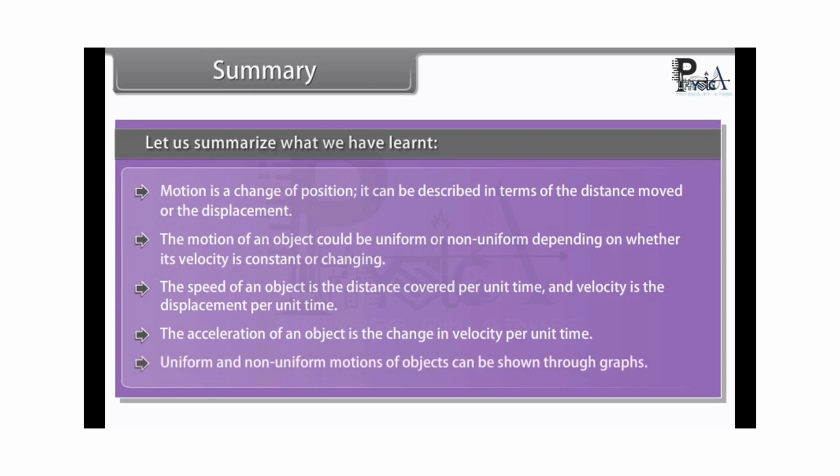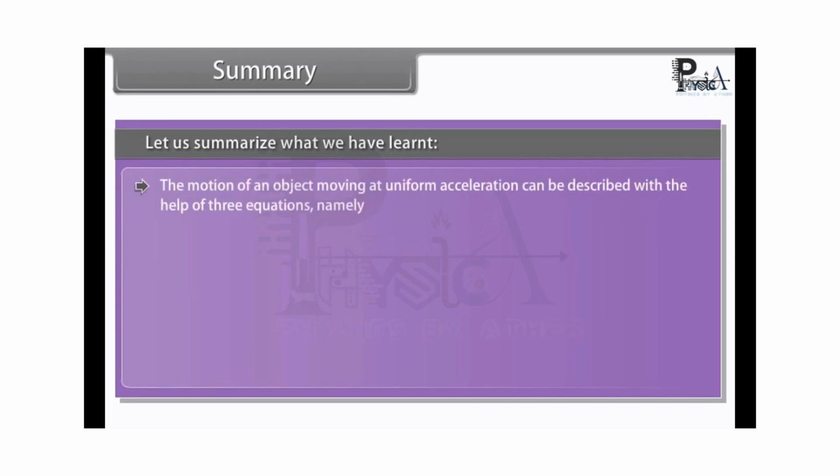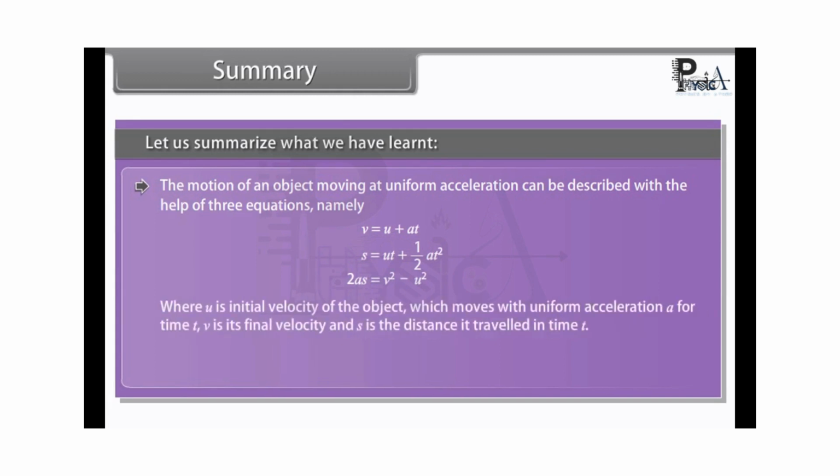Uniform and non-uniform motions of objects can be shown through graphs. The motion of an object moving at uniform acceleration can be described with the help of three equations, namely, v is equal to u plus at, s is equal to ut plus 1 upon 2 at square, 2as is equal to v square minus u square, where u is initial velocity of the object, which moves with uniform acceleration a for time t, v is its final velocity, and s is the distance it traveled in time t. If an object moves in a circular path with uniform speed, its motion is called uniform circular motion.